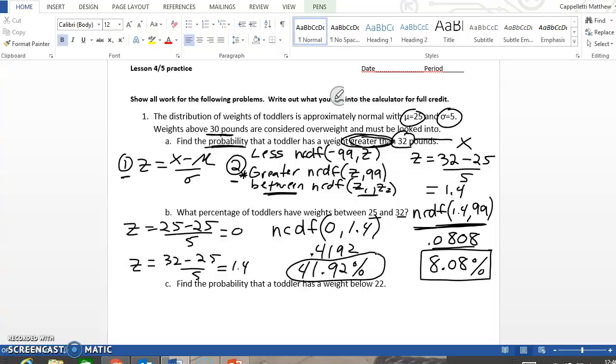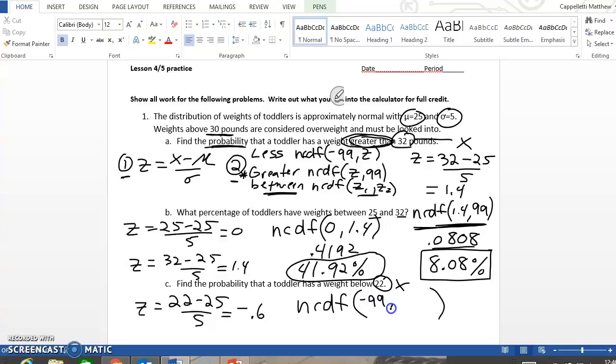All right, part C. Find the probability that a toddler has a weight below 22. So this is my x. I'm going to find z by doing 22 minus 25 over 5. That gave me a z value of negative 0.6. I'm going to go to normal CDF. It's below or less than, so I'm going to use negative 99, comma negative 0.6. And that gave me 0.2743, which I'm going to convert to 27.43%.